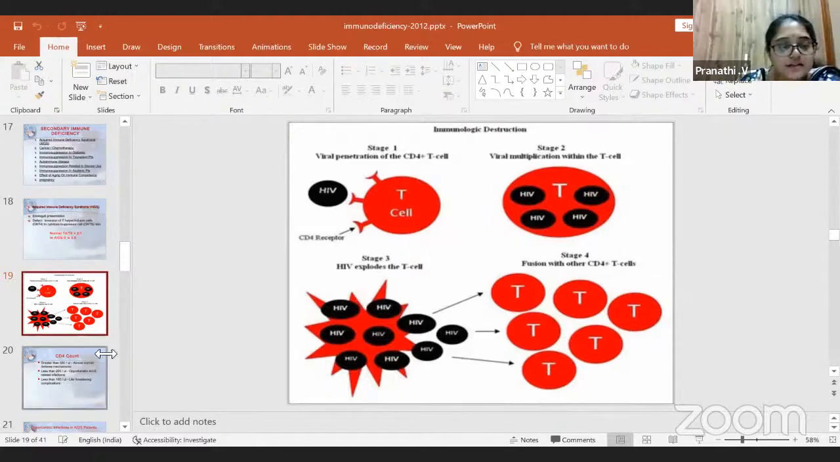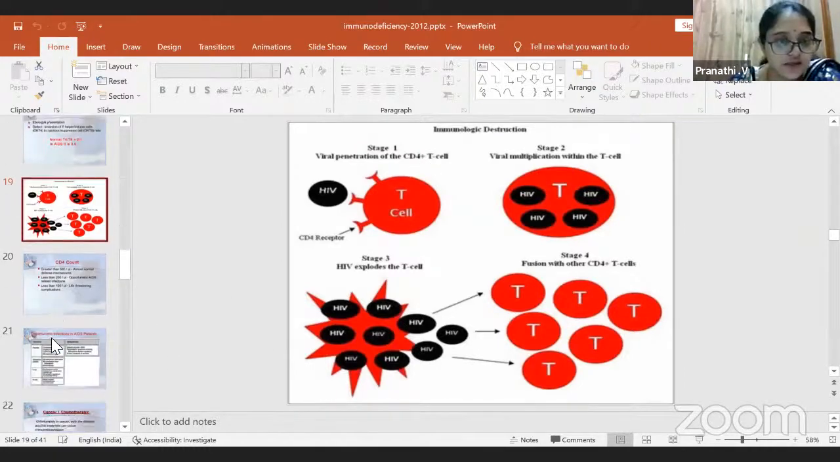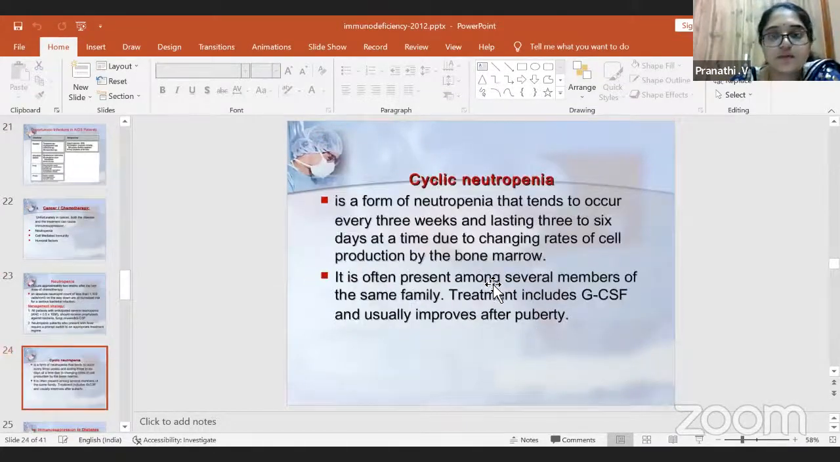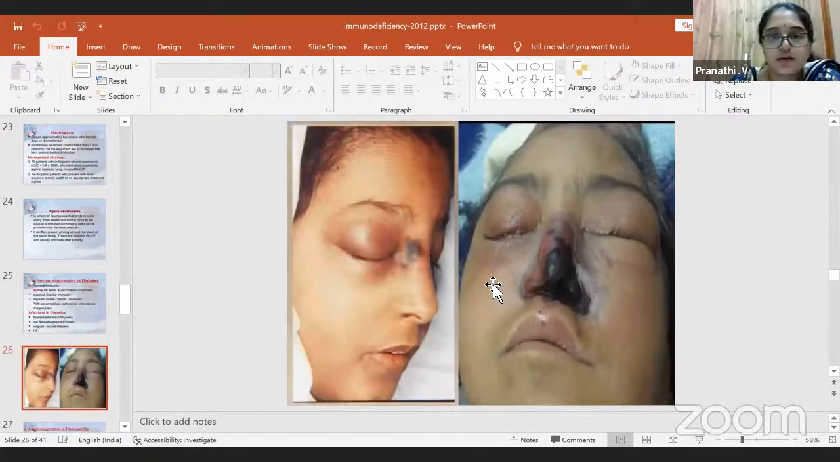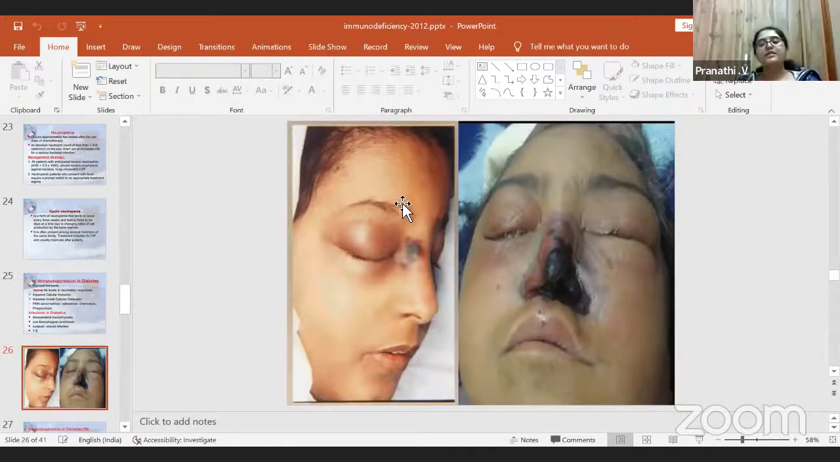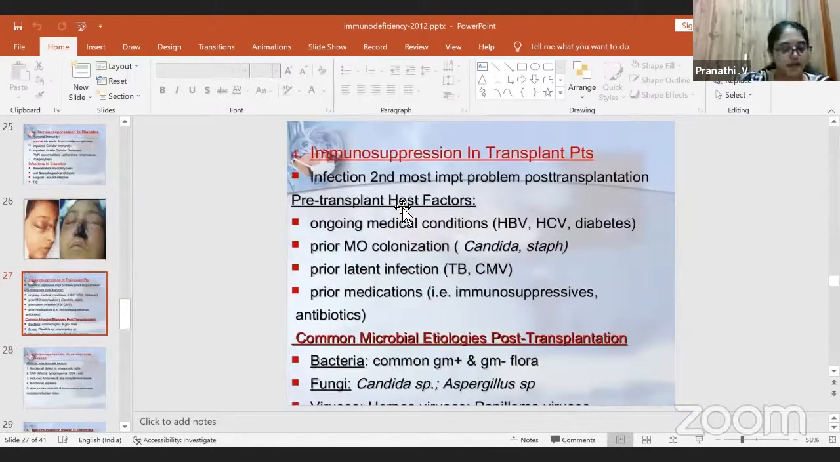So this is one example of the immunological destruction in the case of HIV. There are other conditions in secondary immunodeficiency disorder, such as multiple myeloma, then immune complex diseases like viral hepatitis, and then cancers of the immune system like the leukemias. So all of this is because of the secondary immunodeficiencies.